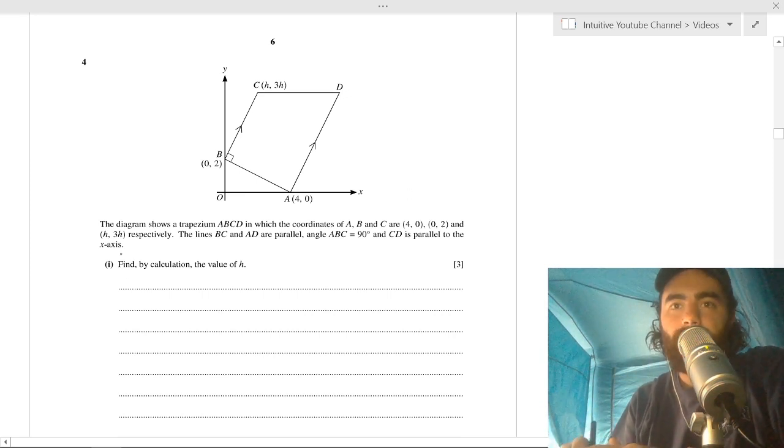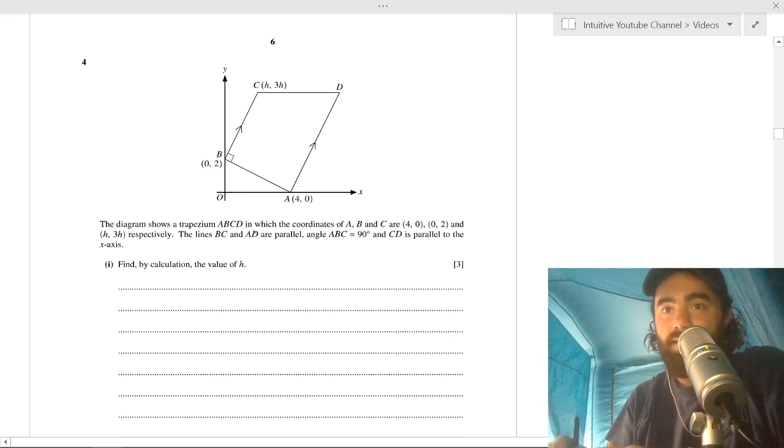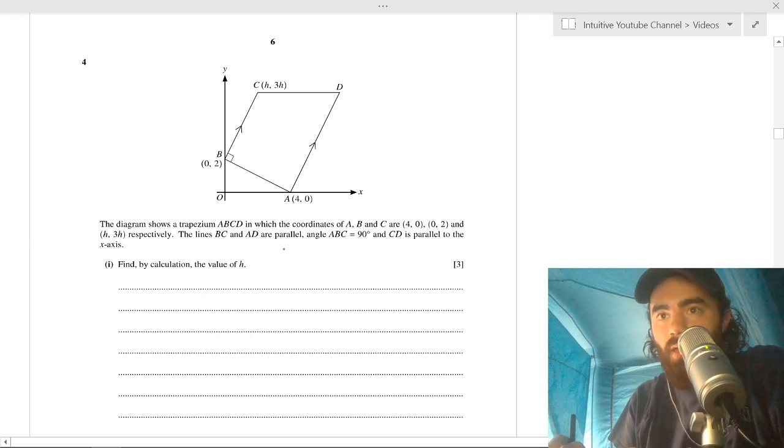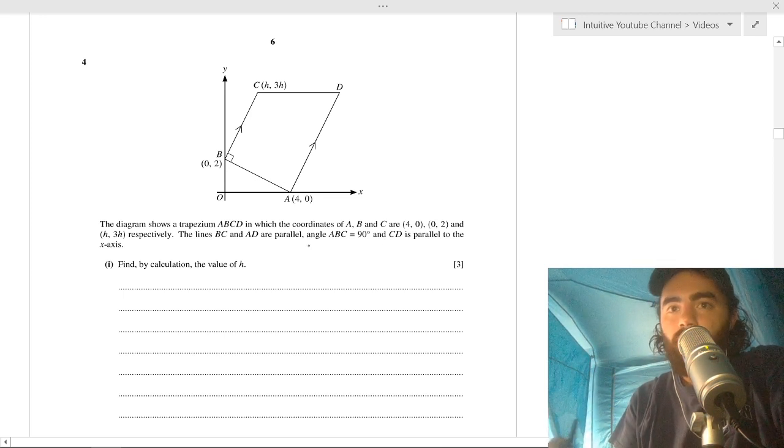Question 4. The diagram shows the trapezium ABCD. Coordinates A, B, and C are shown on the diagram. The lines BC and AD are parallel, meaning that their gradients are the same. And AB and BC are perpendicular to each other, which means their gradients are the negative reciprocal of each other. So that's immediately what I'm thinking. And CD is parallel to the x-axis. Find by calculation the value of h.